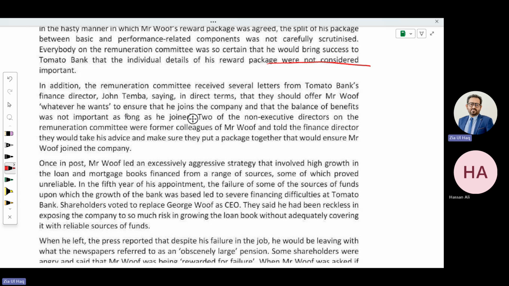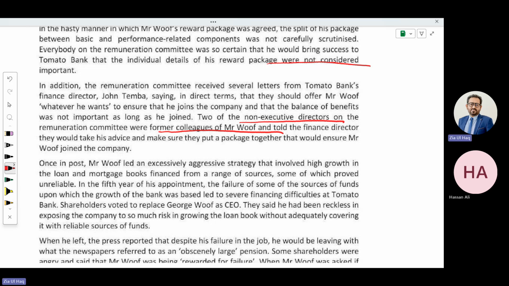Mr. Woff, whatever he wants to ensure that he joins the company and that the balance of benefit was not important as long as he joins. Two of the non-executive directors on the remuneration committee were former colleague of Mr. Woff and told the finance director they would take his advice and make sure they put a package together that would ensure Mr. Woff joined the company.